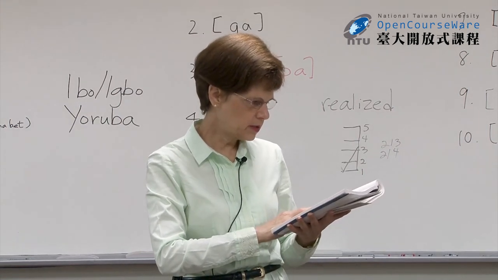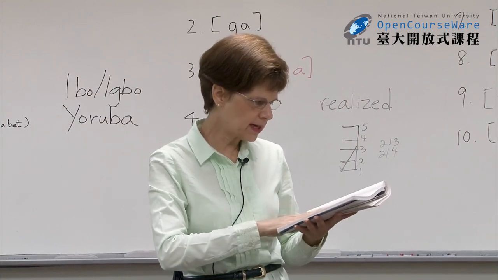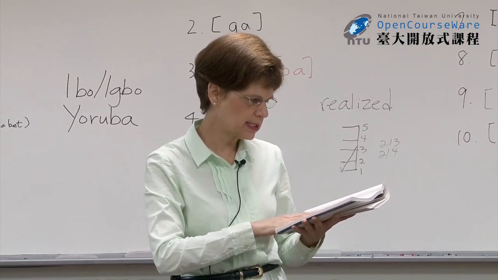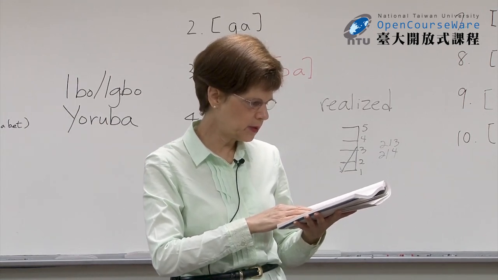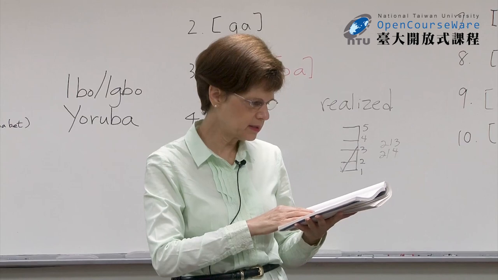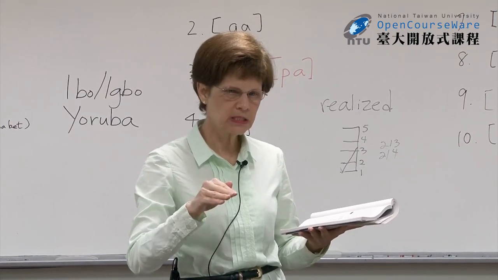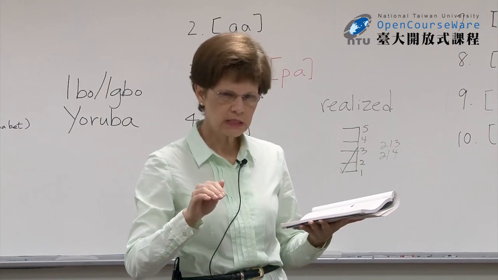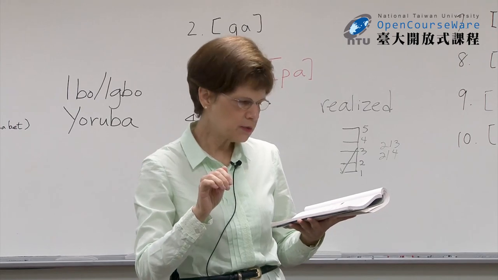The second airstream mechanism is glottalic. And the first kind of glottalic airstream mechanism is also egressive. Pharynx air is compressed by the upward movement of the closed glottis. That means we have closed our vocal folds. 就已经闭紧了。And then 我们就是整个喉头会往上挤 to push air out.